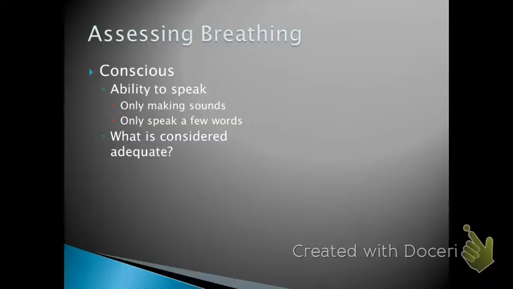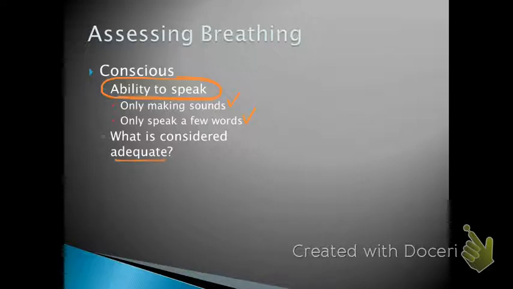So when we assess a patient's breathing, the big deal is, first of all, are they conscious? If they are conscious, the big question that we have is, can they speak? Can they talk to you? Can they answer your questions? If they can complete sentences, if they can speak to you, then we would say that that person is breathing, right? If the patient, on the other hand, can only make certain sounds or only say a few words without having to gasp for another breath, then we can say that that's not adequate.